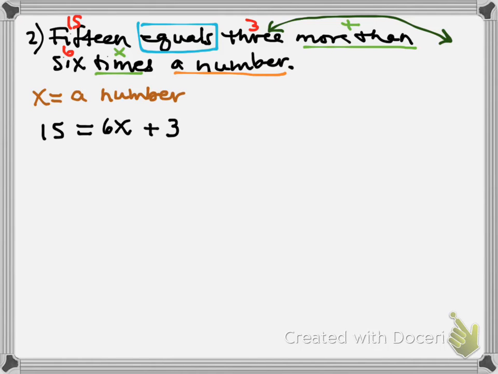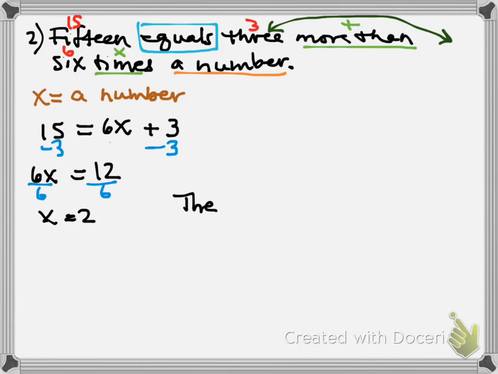Then I solve it. First thing I do is subtract 3 from both sides. I'm going to use my symmetric property. And so I'm going to take the remainder on the left side with 6x. That's now going to go on the right side. And then the 15 take away 3 is a 12. And then the inverse of multiplying by 6 is dividing by 6. And we get x equals 2. So we can say the number is 2.